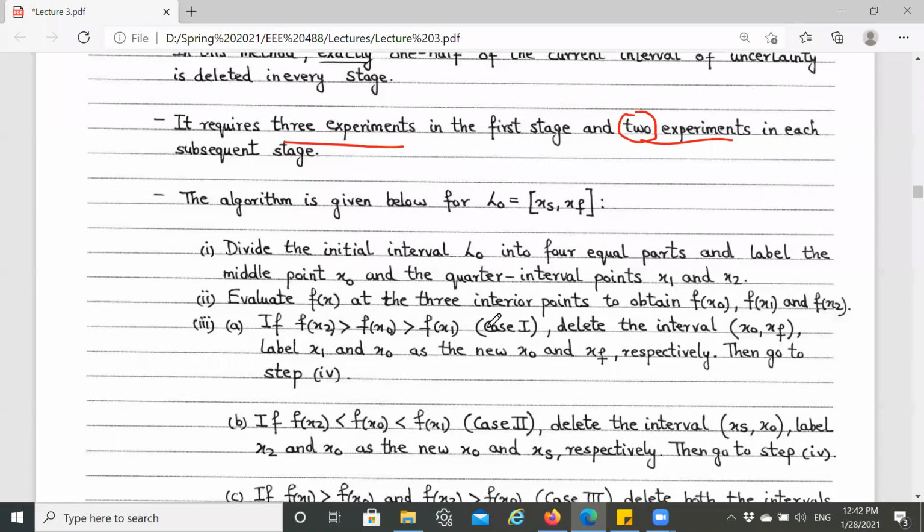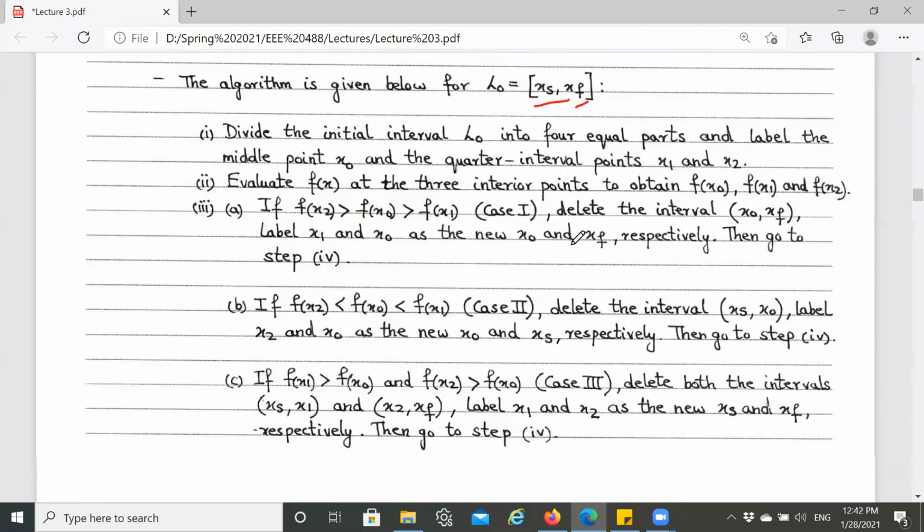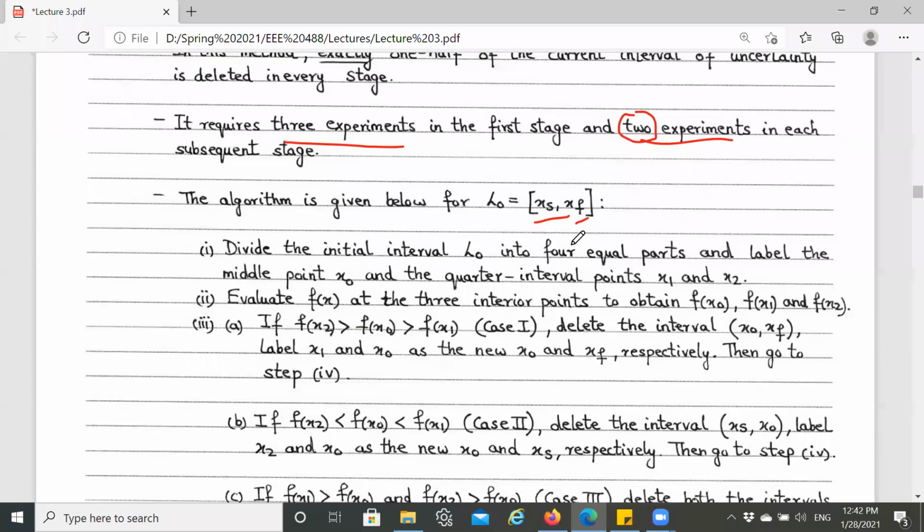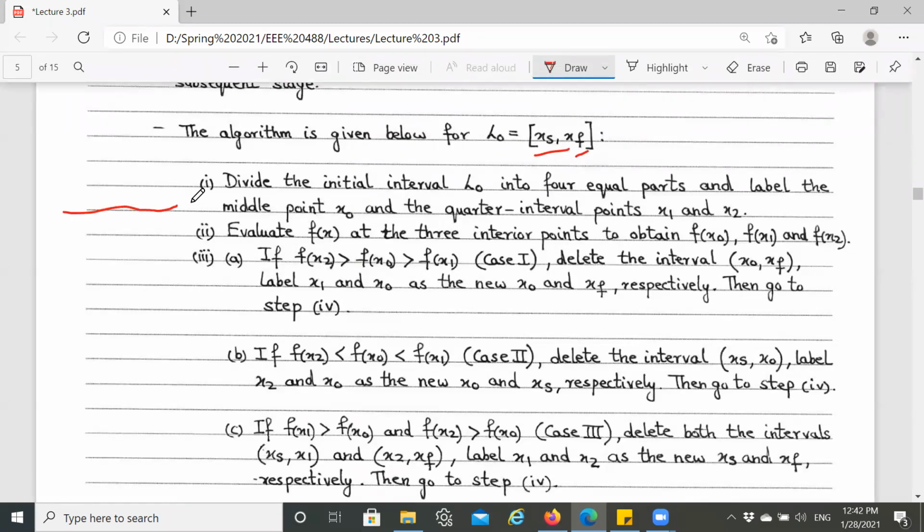So again, we have given some interval L naught between XS and XF, okay? So for example, if this is XS and this is XF, it says to divide it into 4 equal parts. 4 equal parts means divide this half, divide this half, divide this half. So I have 4 equal parts. That means I need 3 points, right? 3 experiments: 1 experiment, 2 experiment, 3 experiment. Is it clear?